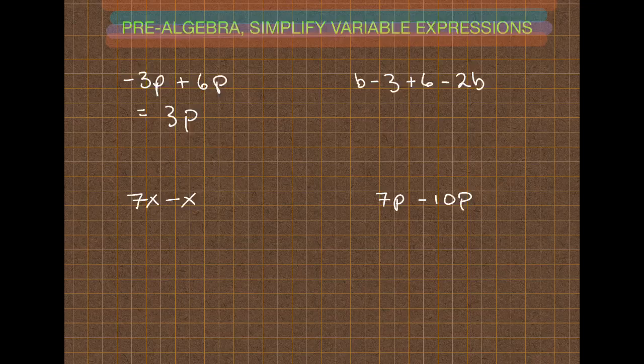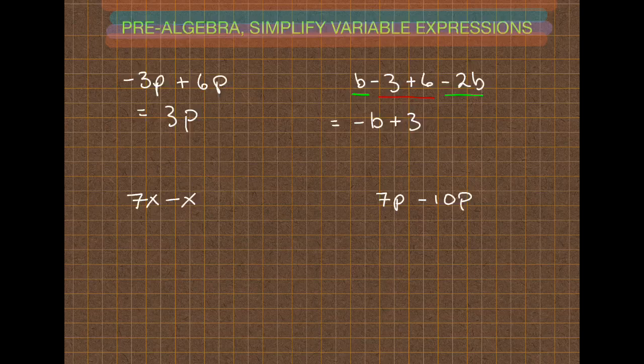Okay, now the next one, you kind of want to match up the terms that have the similar variables, and you want to separate those from the constants. So we have a b minus 2b, so that's basically a 1 minus a 2. That's going to give us a -1b. We could write this as this, -b. And then -3 plus 6 gives us a +3. So there's our answer, -b plus 3.